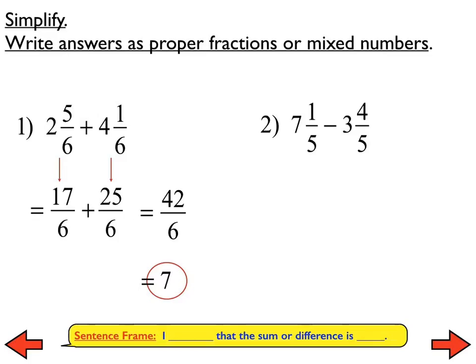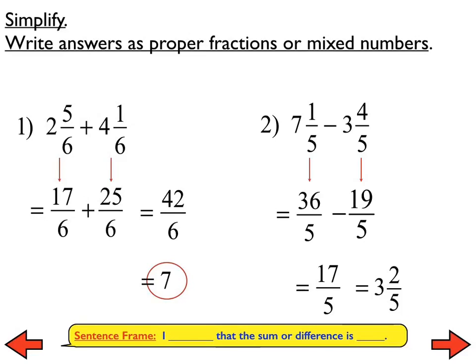Okay, number 2 is a subtraction problem. Again, make it improper, simplify, and then reduce and convert back. You go ahead and finish that one. Change to improper would be 36 over 5 and then minus 19 over 5. 36 minus 19 all over 5 would be 17 over 5, which is 3 2/5.